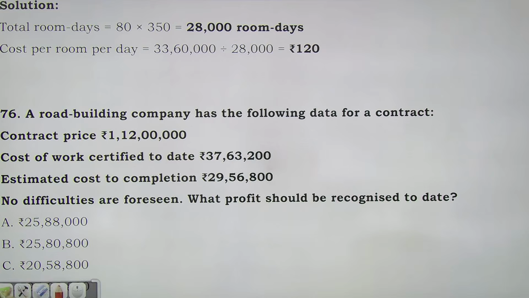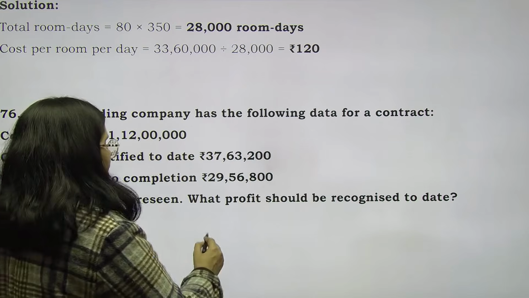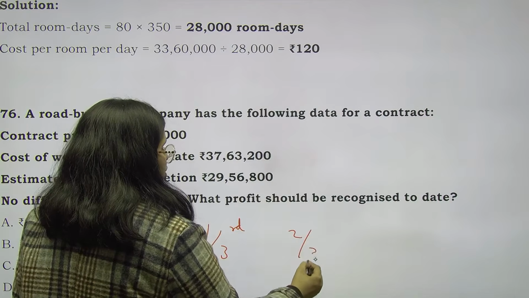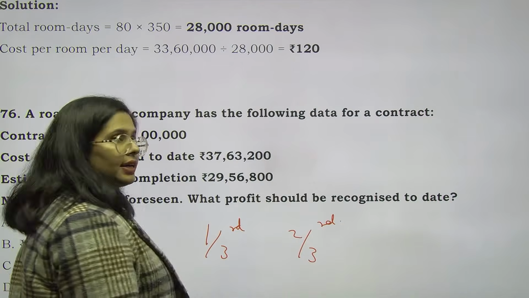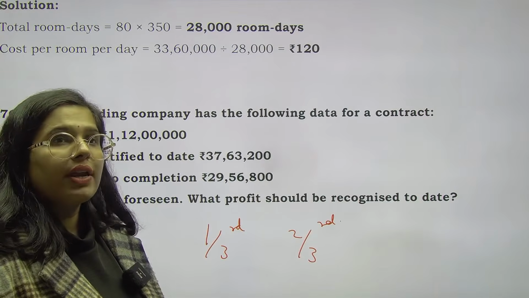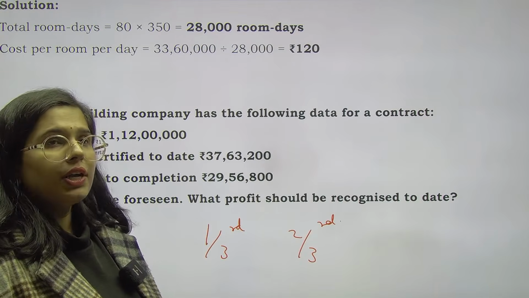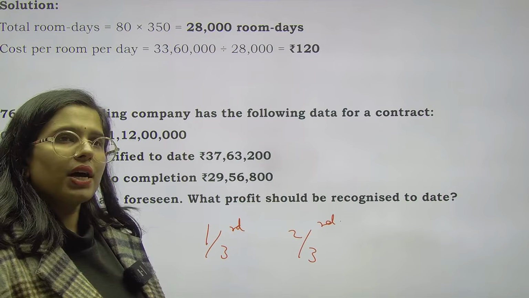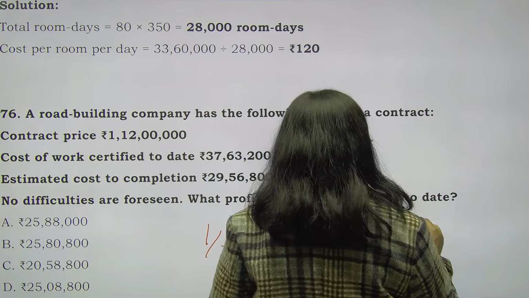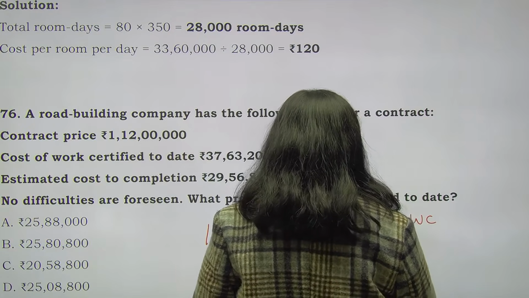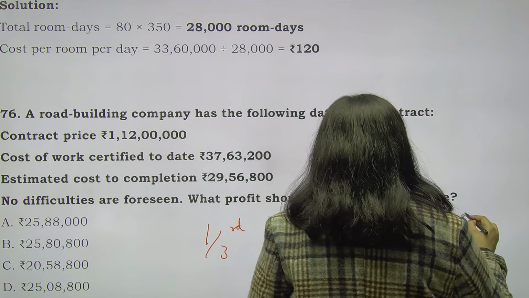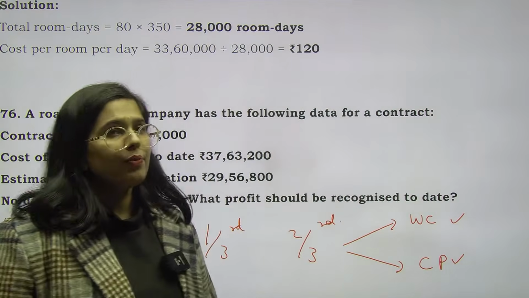Now many times we can include the concept of 1/3 profit should be recognized, 2/3 profit should be recognized. That is taught to you in contract costing. But hear me out very, very carefully. In this particular segment, when these concepts are used, you are provided with the value of work certified and the value of your contract price.